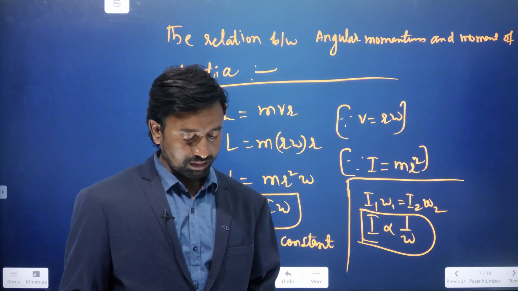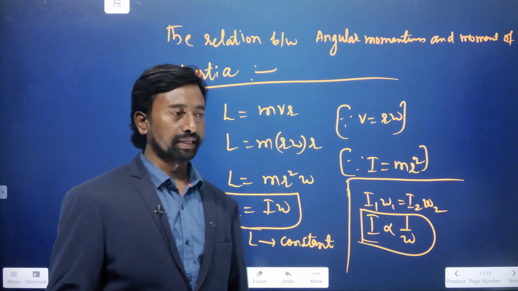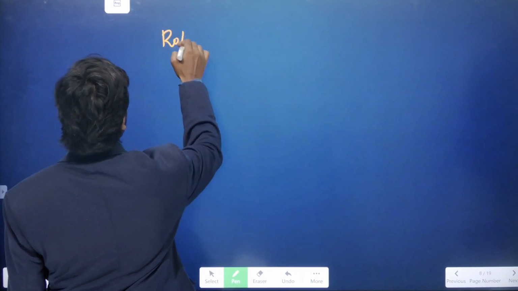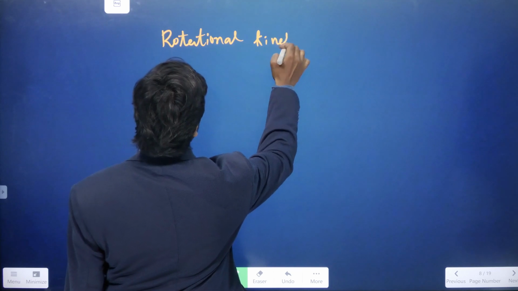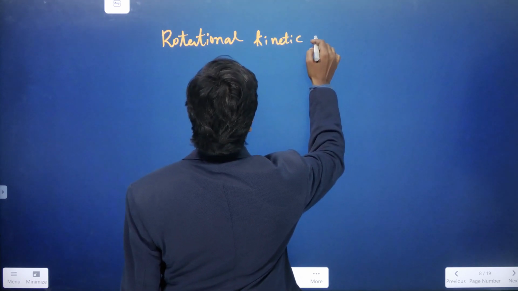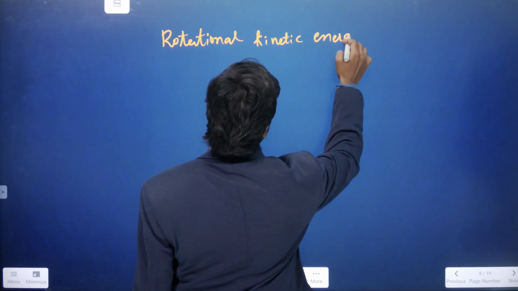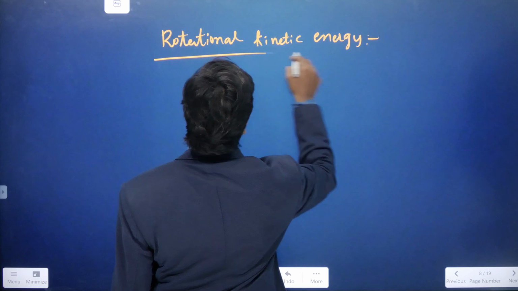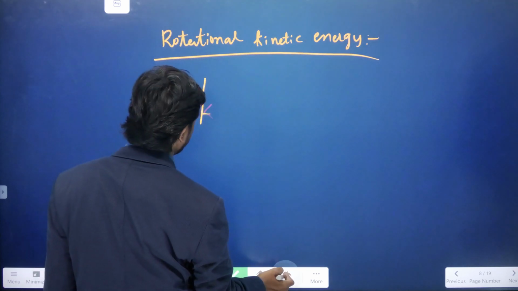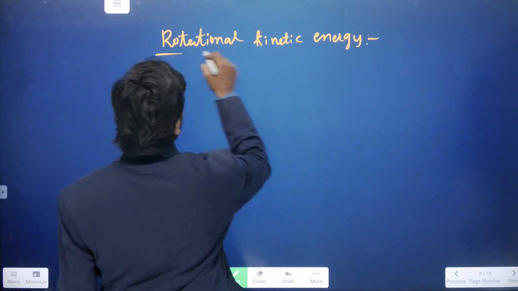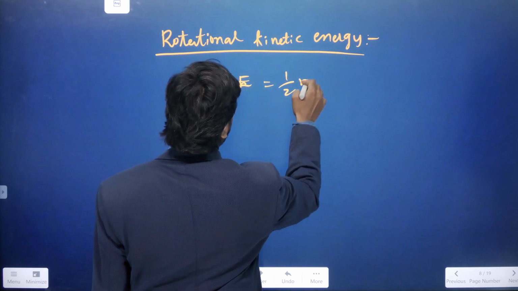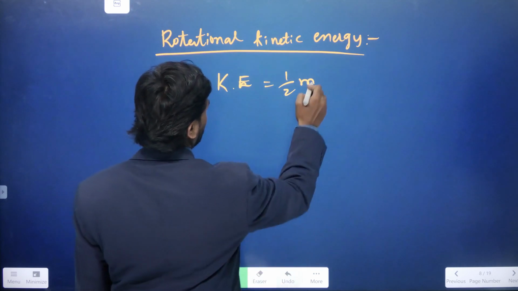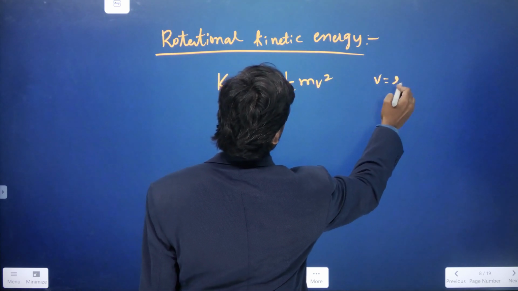So now we can see rotational kinetic energy also. Generally, the kinetic energy formula we know: K is equal to half into m v square. Here v is equal to R into omega.